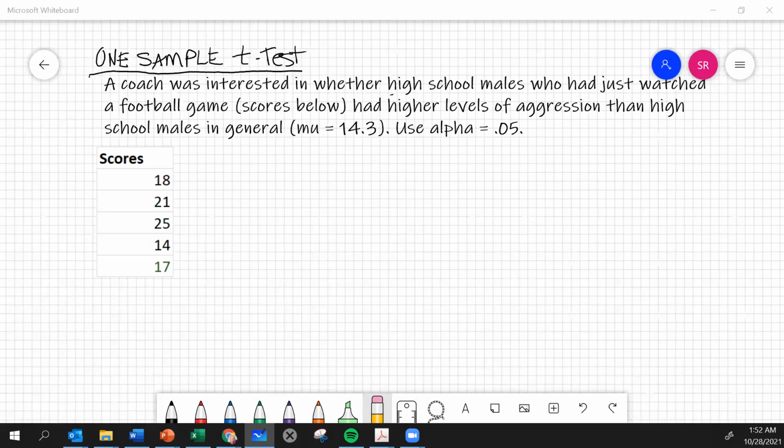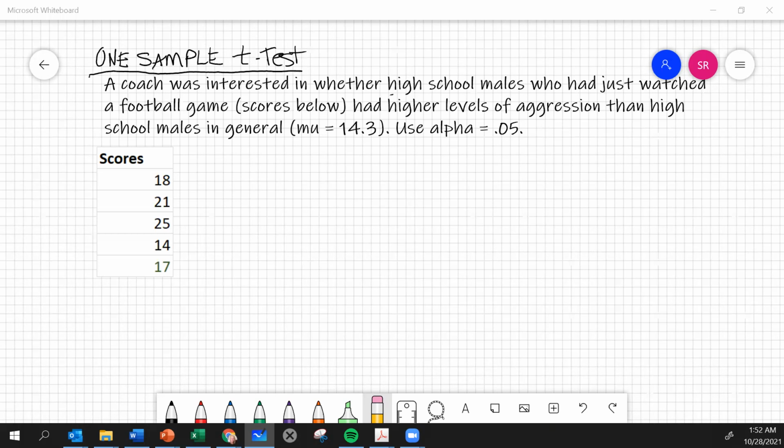We are going to have another example of the one sample t-test, the test that we use when we want to compare a sample mean with a population that has a known mean but an unknown standard deviation. Here is the problem. A coach was interested in whether high school males who had just watched a football game, scores below, had higher levels of aggression than high school males in general.